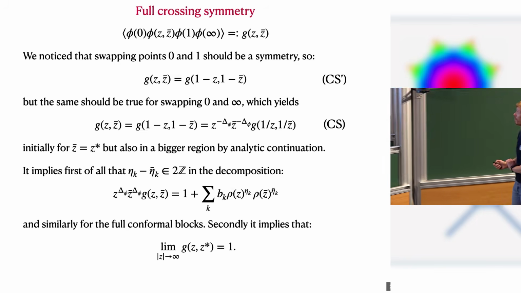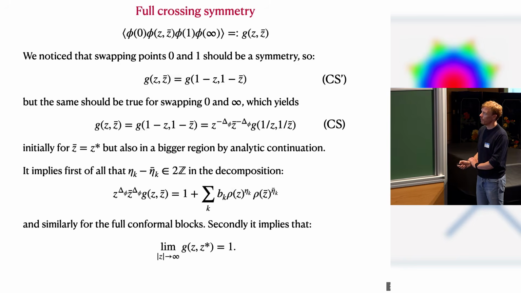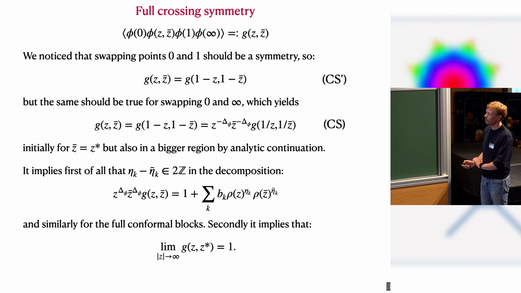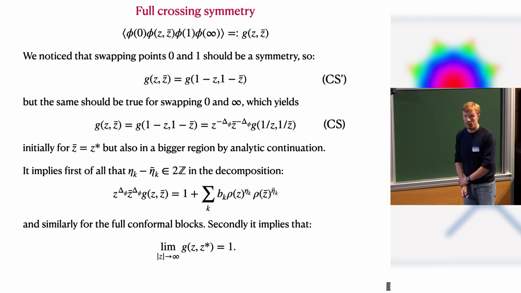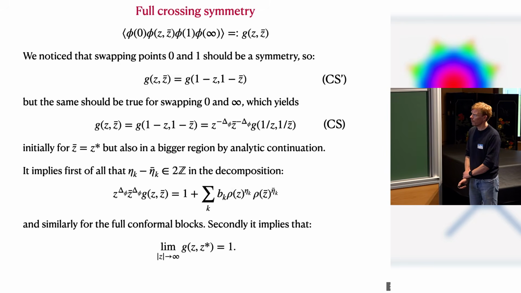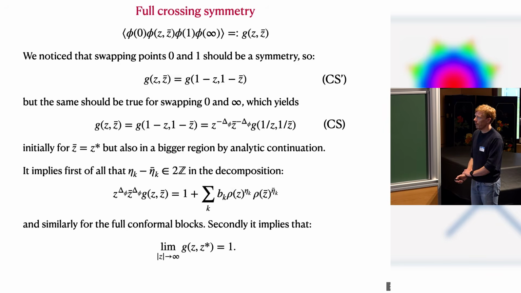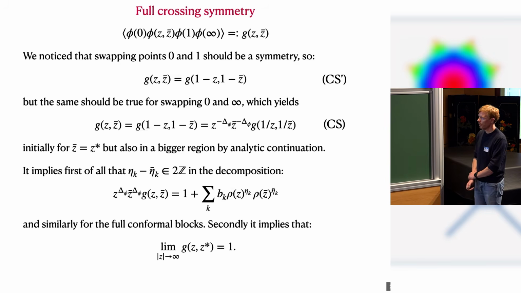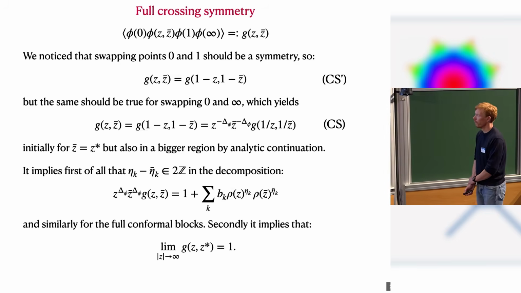So what does this new crossing symmetry equation buy you? Well, it says that these parameters, eta minus eta bar, that appear here, are actually even integers. They're not just integers, they're actually even integers. We'll not use that in this talk at all, but it happens to be true. And similarly for the full conformal blocks, I had an eta prime and an eta bar prime, and their difference should also always be even integers.